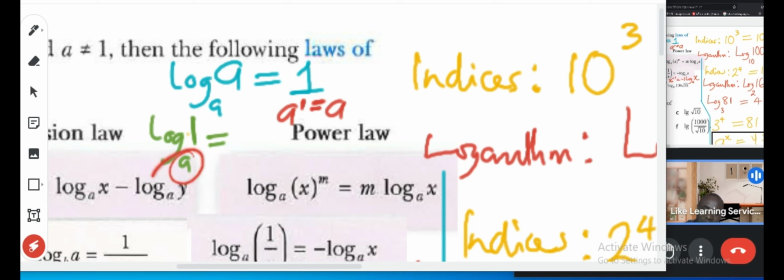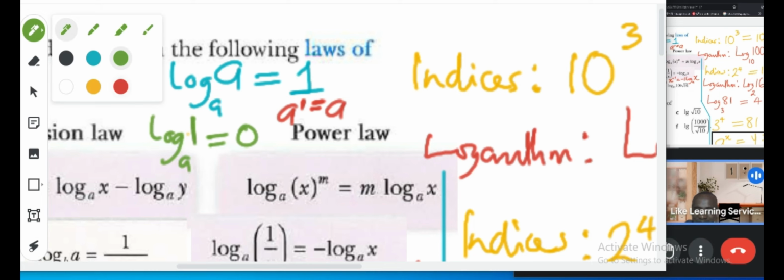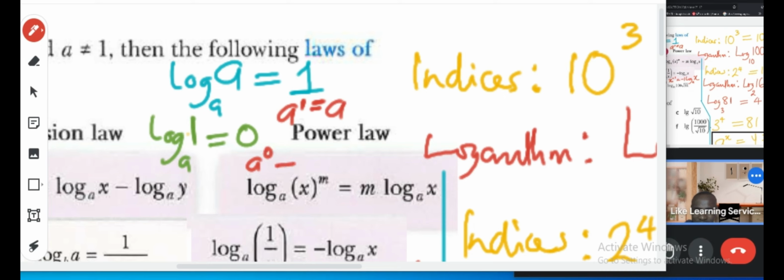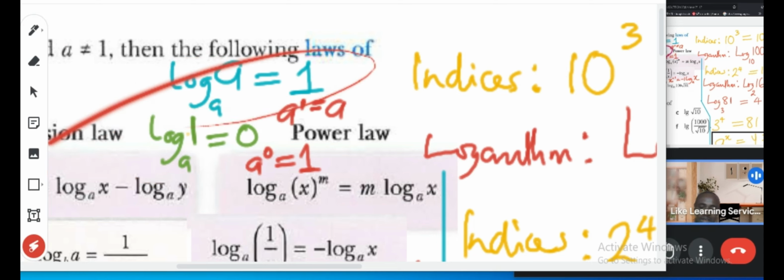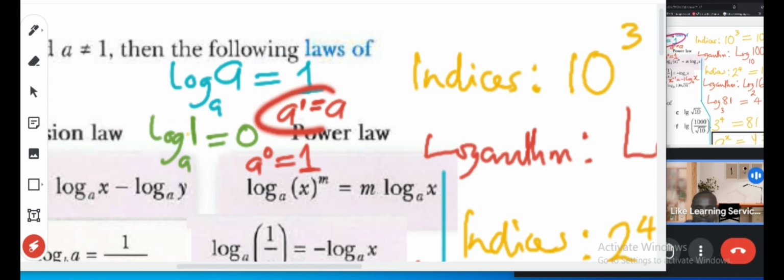A raised to power what will give 1? Good, zero. That's fantastic. A raised to power 0. Interesting. So because a raised to power 0 is equal to 1. Do we agree? So take note of these additional two laws I wrote in green and blue, and their indices form to prove it.